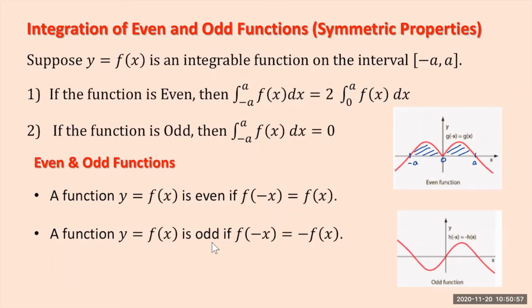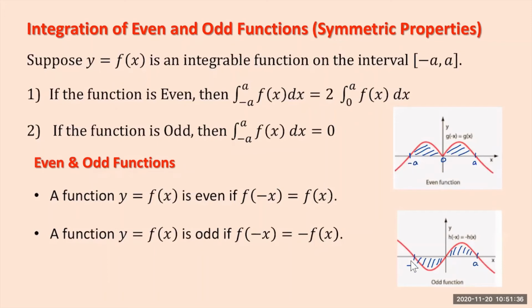Similarly, when we talk about odd functions, odd function is a function which satisfies this condition, f of negative x equal to negative f of x. And this is the illustration of the odd function. And if we look at the symmetric, if we go from negative a up to a, and we try to integrate from negative a up to a, we get some area below the x-axis, and we get the same amount of area above the x-axis.